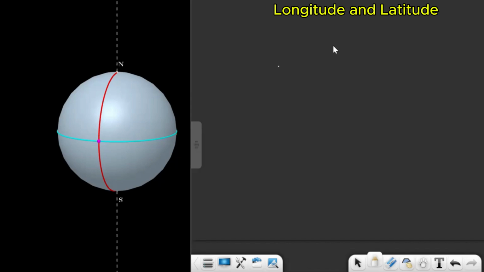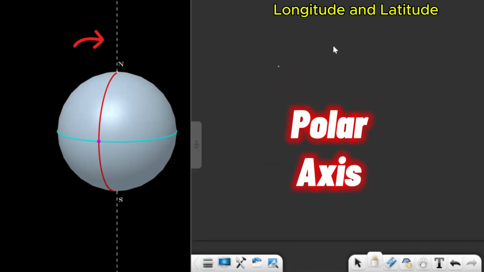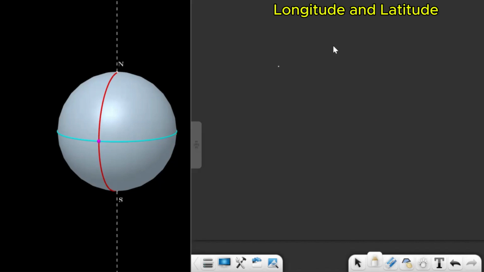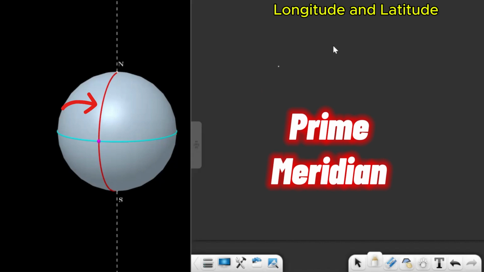So when you look at the globe, guys, you will see that there is a vertical broken line that runs from the north to the south. This line is imaginary, and it is referred to as the polar axis. The polar axis is a line that runs from the north to the south pole, and then we have two other circles here. We can see part of these circles. One is red, and one is light green.